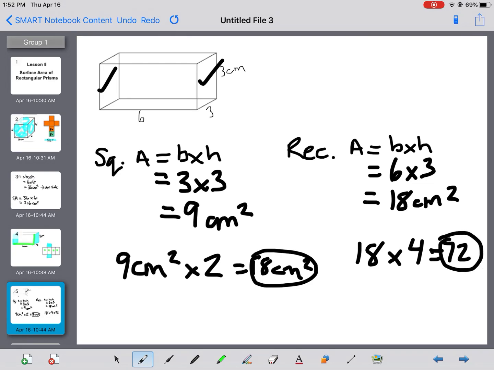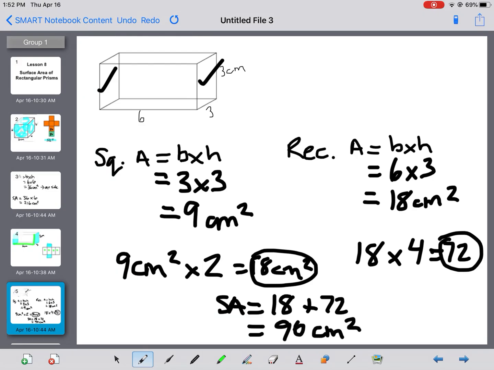Okay, so for the square ends, we have 18 centimeters squared. For the rest of the sides, we have 72 centimeters squared. So to find that surface area at the end, all you do is you do your 18 plus your 72, and you end up with 90 centimeters squared. Okay, so quite a bit of calculating going on.